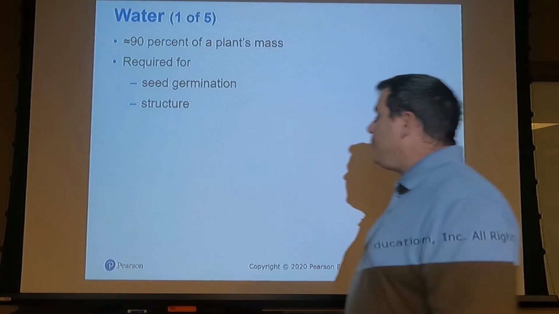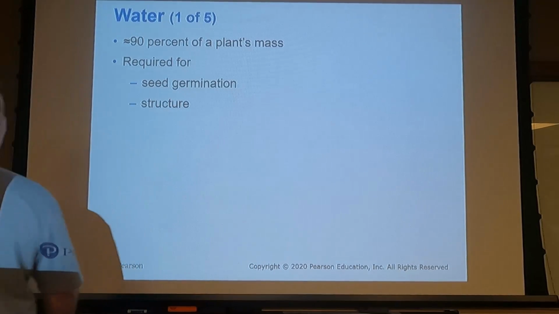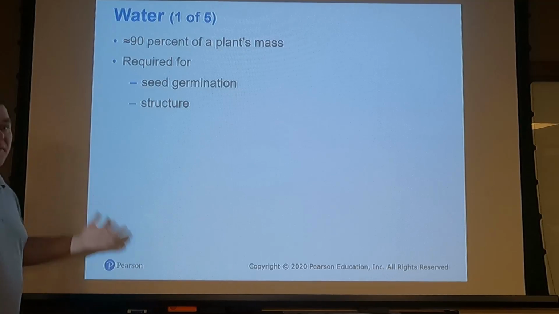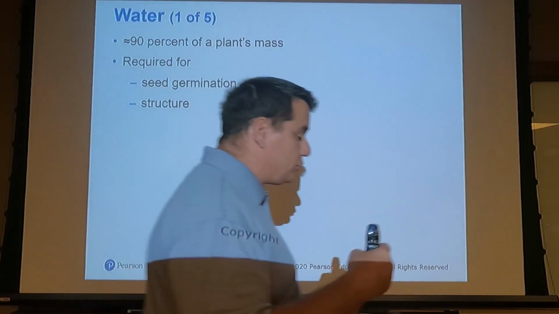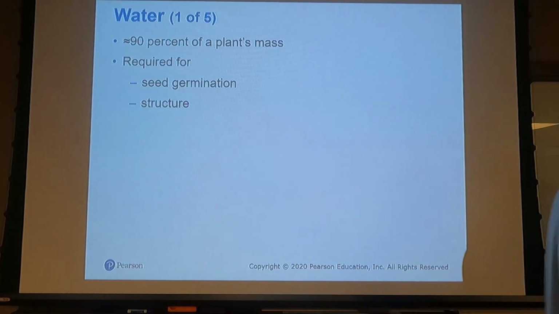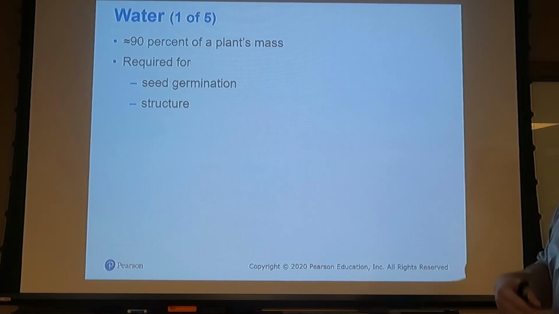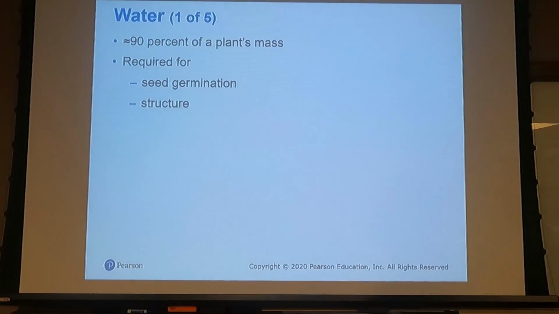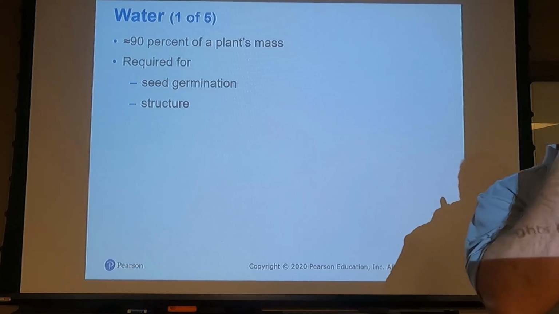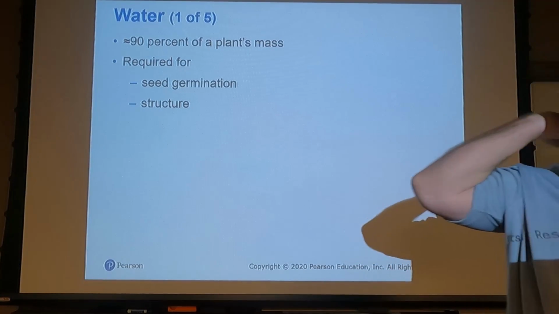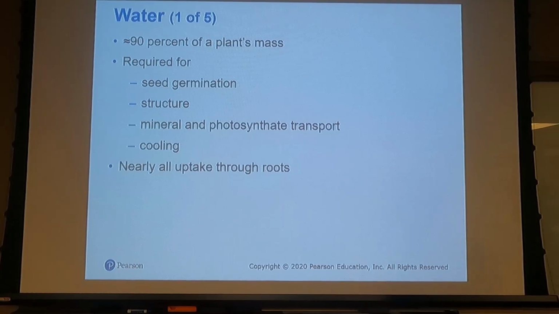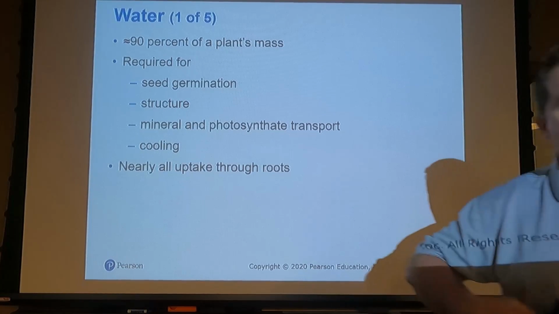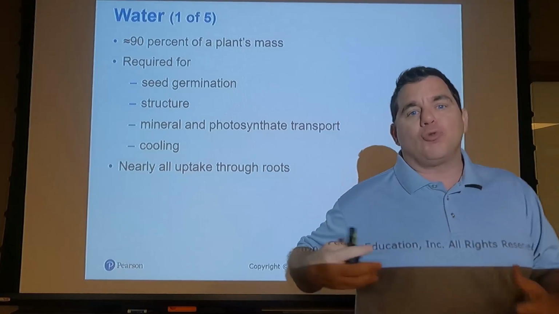So water is going to be 90% of the plant's mass. The rest of it, that other 10%, is going to be those carbon structures, cellulose, lignin, some fats and lipids, things we talked about in Unit 1. Water is necessary for germination. Imbibition is the very first step to seed germination. And it also kind of gives our cells some structure as well.